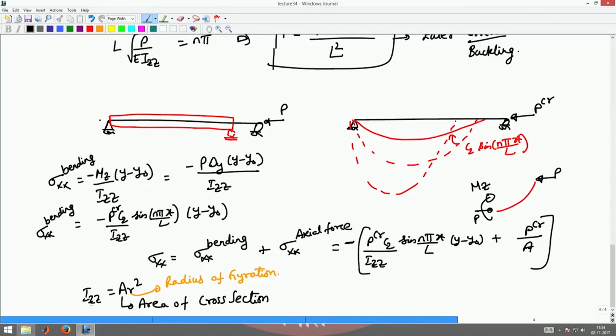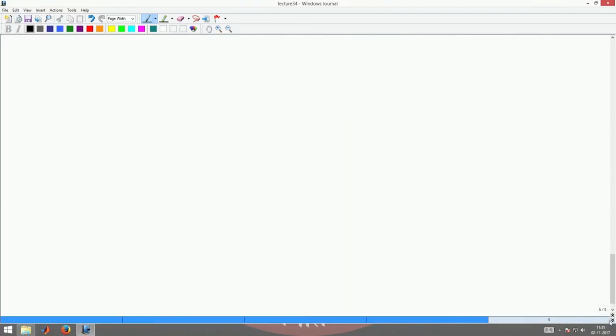Okay. So Izz is area of cross section into radius of gyration squared. So if I substitute that, sigma xx becomes minus P critical by area of cross section, C2 by r square, into y minus y naught into sin n pi x by L plus 1. Now let us find what is the maximum stress.